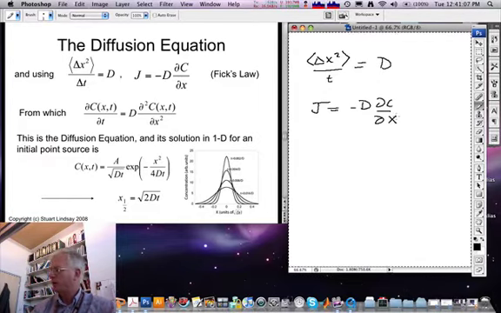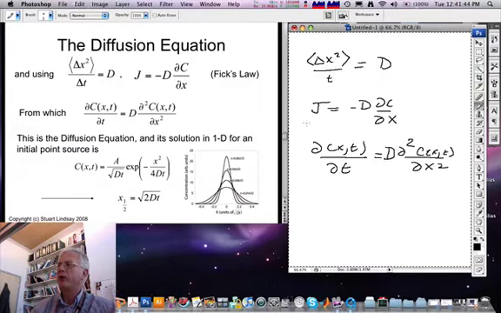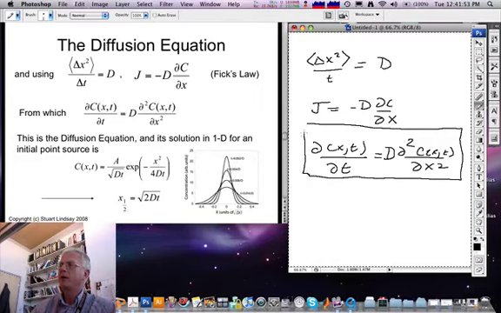If we substitute this into the result we had on the previous slide, we then obtain the diffusion equation. So we've substituted for J in that equation in terms of D dc dx, and we had the first derivative of dc dx in the equation on the previous slide. So now the two minus signs cancel out. The diffusion equation says the change of concentration with time and position per unit time is equal to the diffusion constant times the second derivative of the concentration.